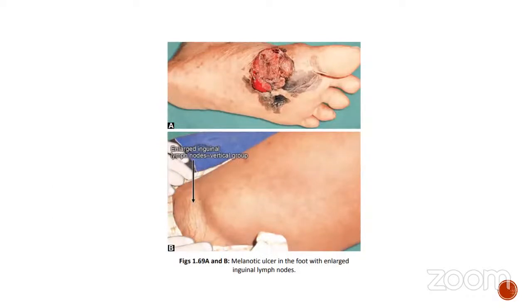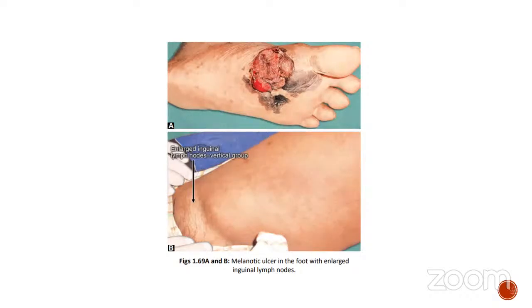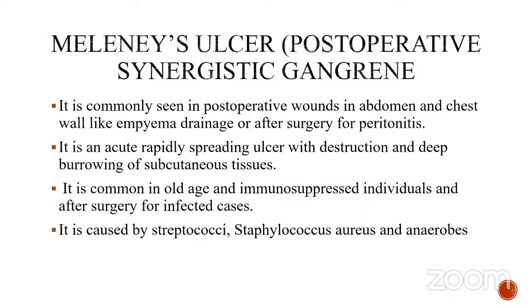So this is a melanotic ulcer in the foot with enlarged inguinal lymph nodes. In the first photo, the ulcer is shown. I hope you can see the characteristic pigmented or black halo, and here this black color is there. This is a feature of melanotic ulcer, and you can see this pigmentation as well. Here the enlarged inguinal lymph node is also seen. This lymph node enlargement is due to its spread through lymph vessels.